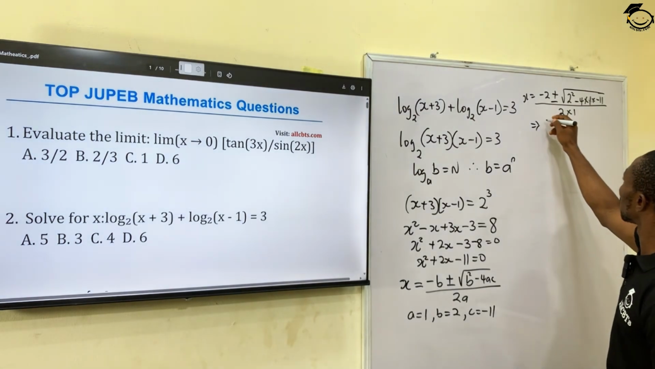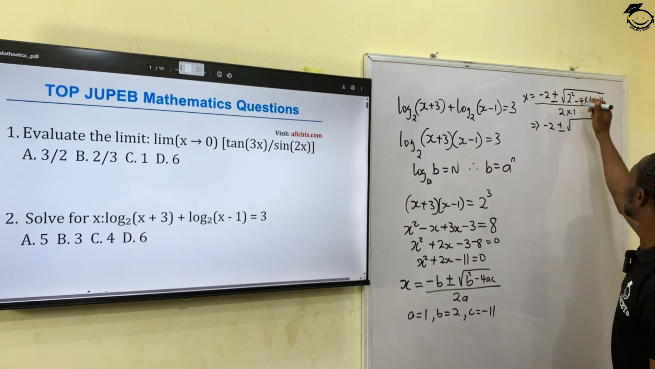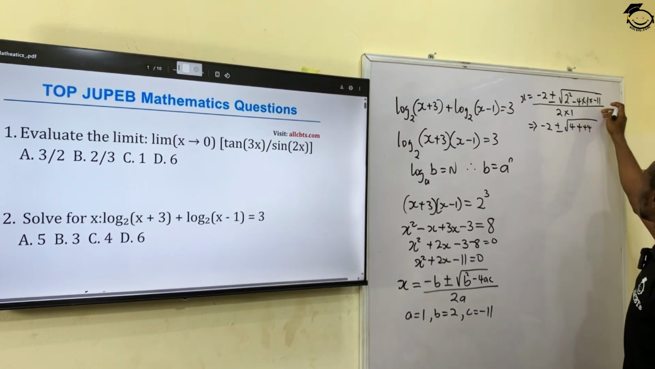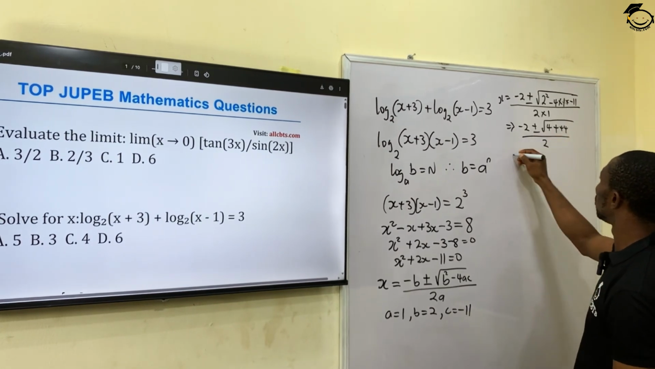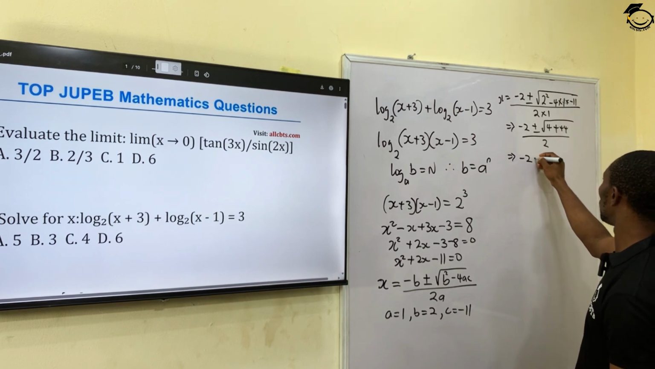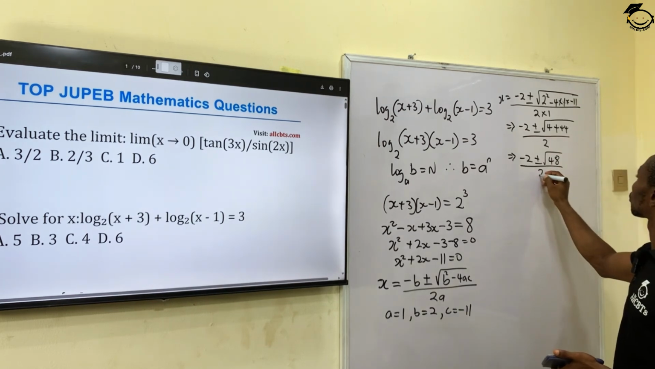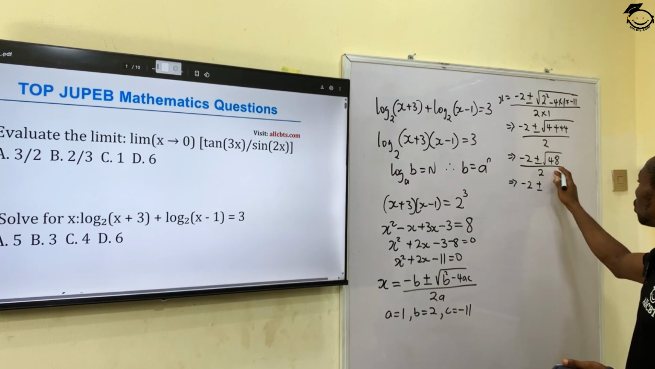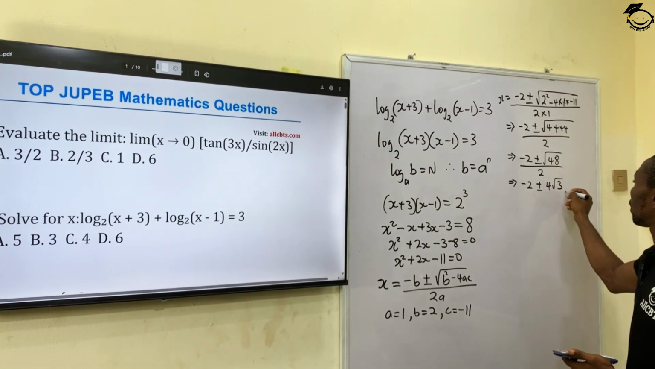So this will now give us minus 2 plus or minus root 4 plus 44, since minus times minus gives plus, 4 times 11 is 44, all over 2. So from here we're having minus 2 plus or minus root 48 over 2. Now if we solve this out, root 48 will give us 4 root 3, over 2.